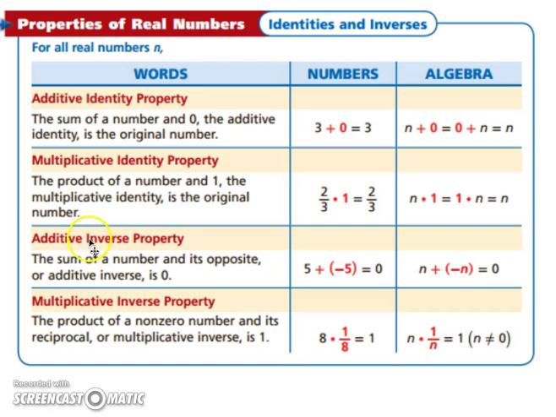Now let's look at the inverse properties. The additive inverse property: the sum of a number and its opposite, or additive inverse, is 0. So 5 plus -5 equals 0. For the multiplicative inverse property, the product of a non-zero number and its reciprocal, or multiplicative inverse, is 1. So 8 times 1/8 is 1.